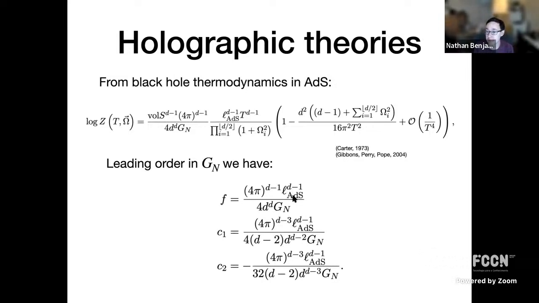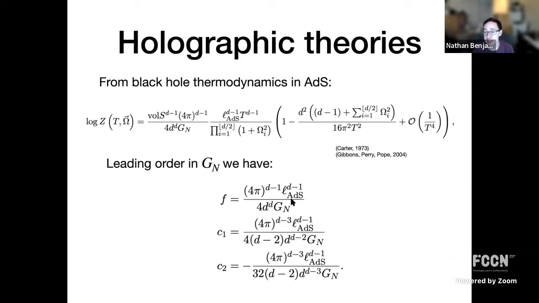They all go as L_AdS to the d-1 over G Newton. This is some dimensionless quantity. Here, d is the CFT dimension, not the gravity dimension, and G Newton is the d plus 1 dimensional Newton constant. And of course, all of these could in principle have corrections that we don't necessarily know how to compute.